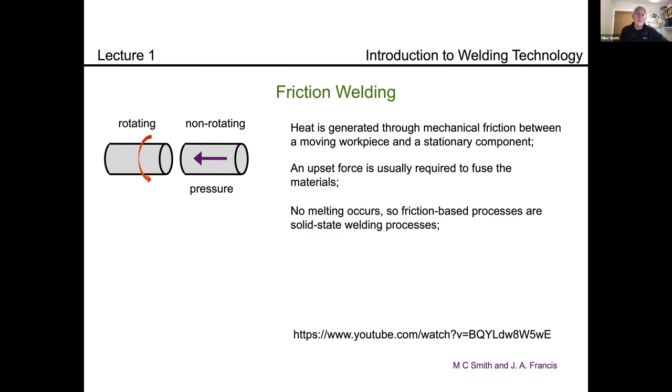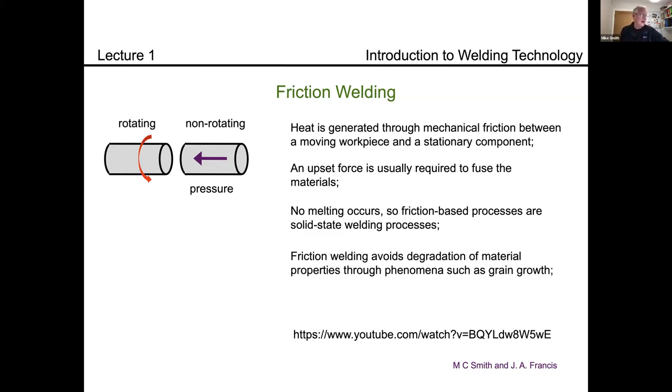It's a solid state welding process. And that can be a really good thing because it means you haven't got your material as hot. And as we'll see in later lectures, the hotter you get it for longer, the more likely you are to get undesirable microstructural changes. So friction welding helps you here because you can avoid some undesirable microstructural changes. You can use it to join dissimilar metals as well.